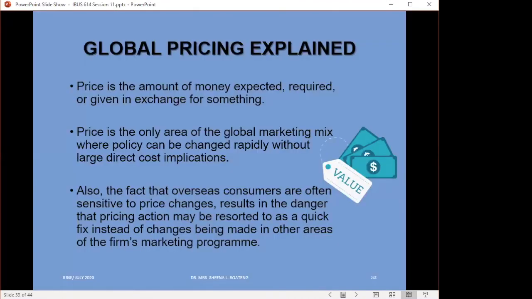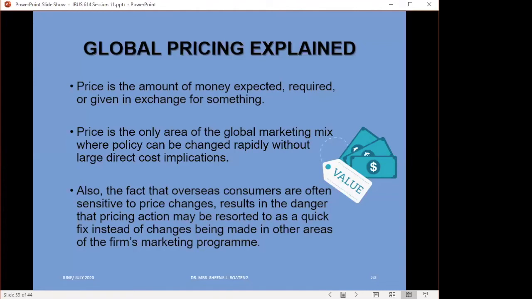Okay. So for pricing decisions, price in general is the amount of money expected, required, or given in exchange for something, right? So when we are talking about pricing, we are looking at the money that has to exchange hands for the firm to be able to achieve its global marketing objectives with regard to selling a particular product or service.